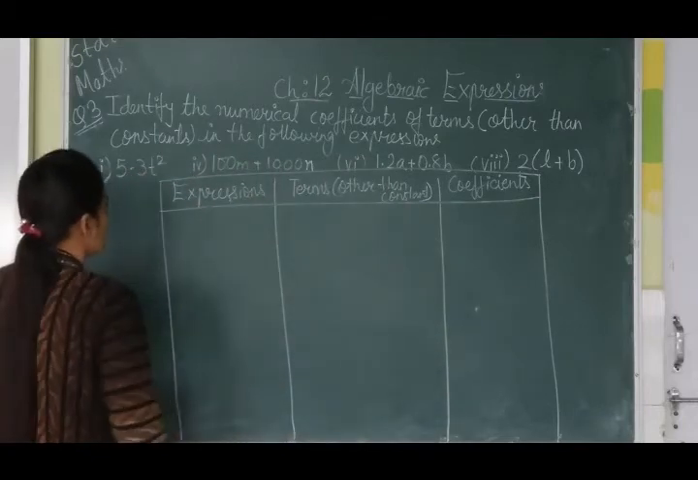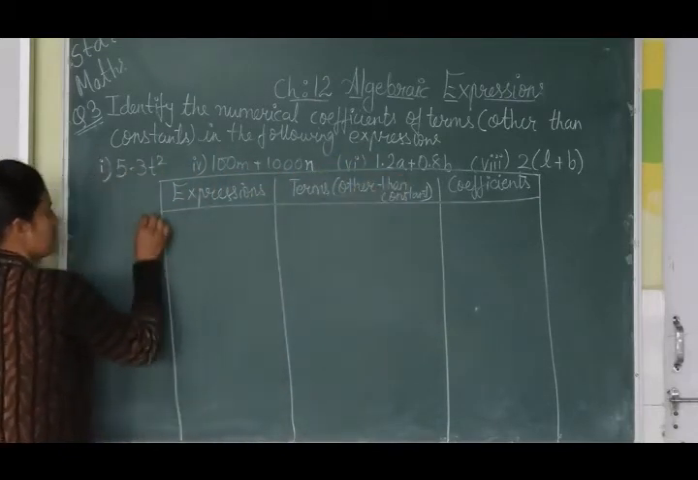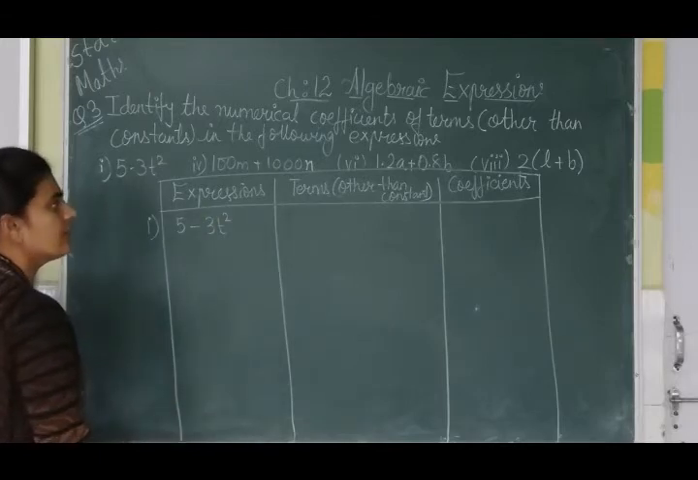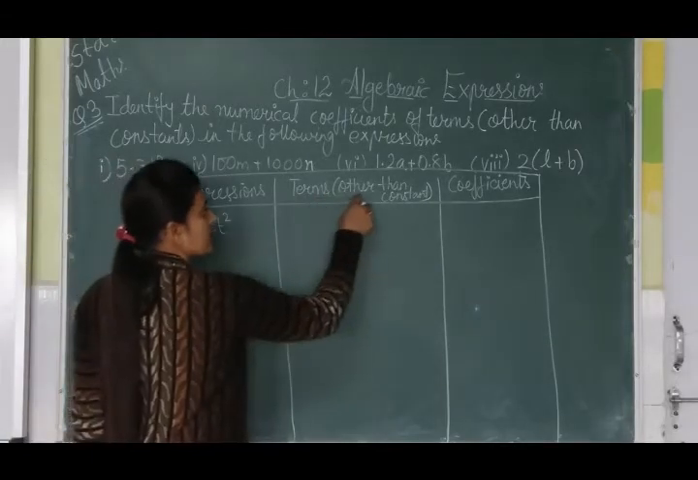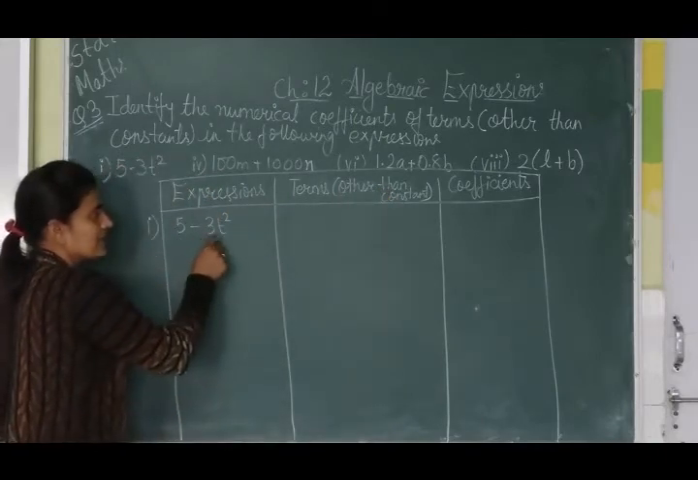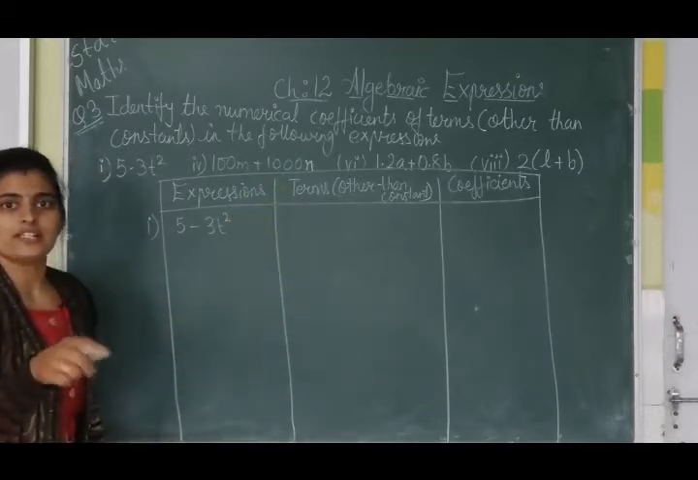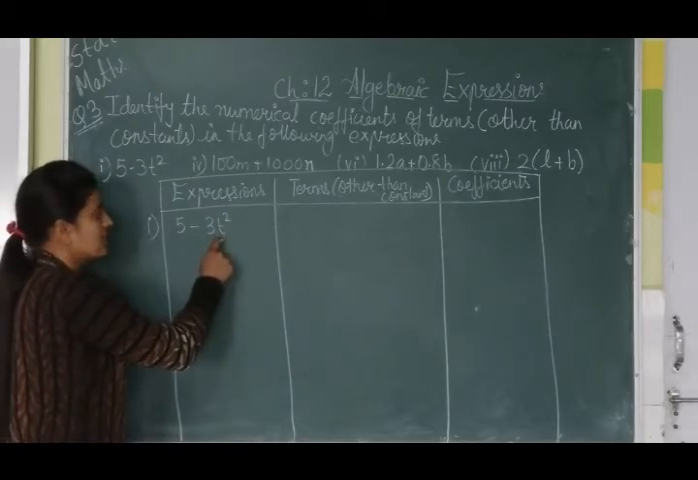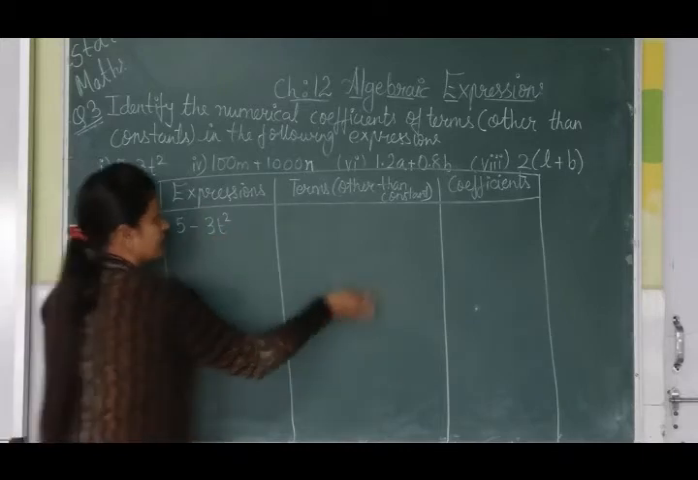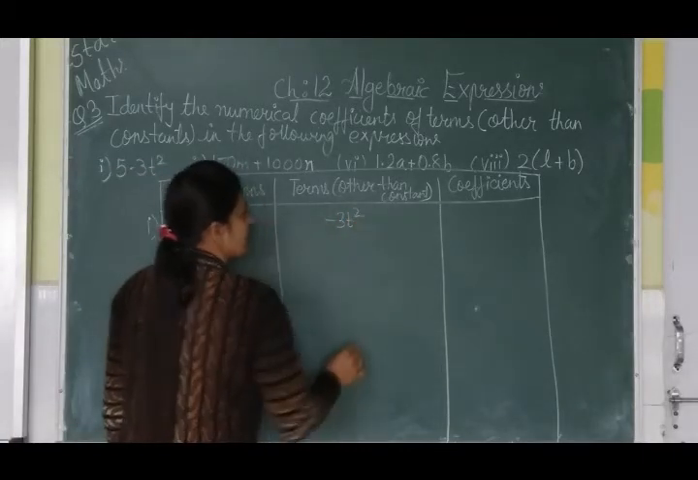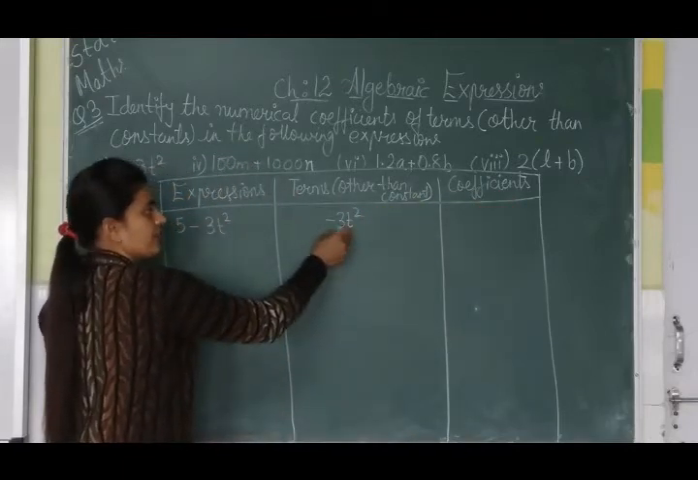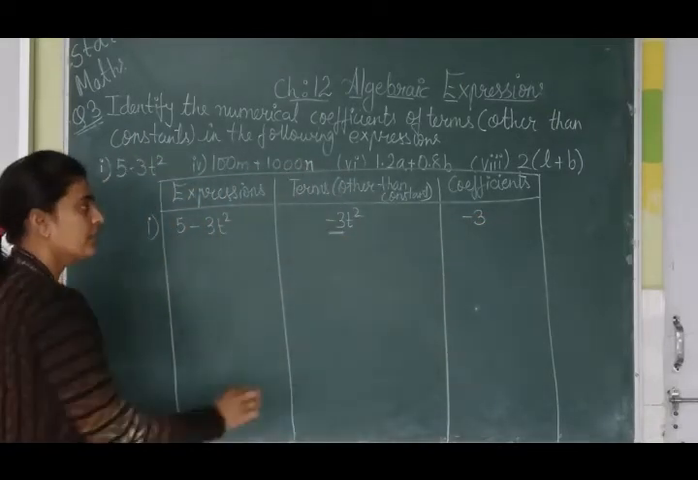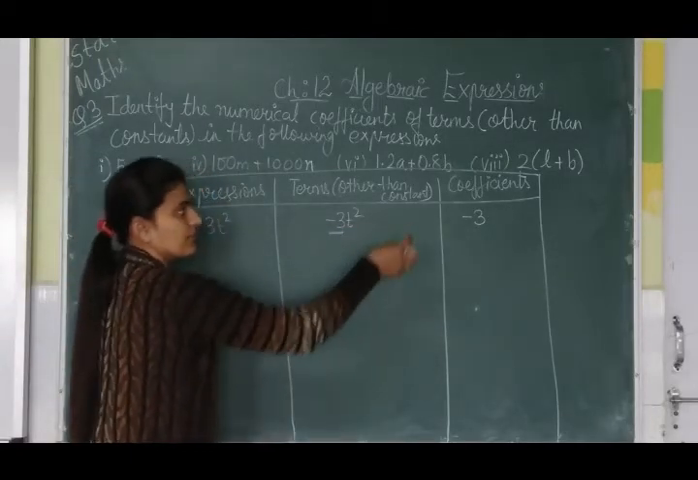In the first column we will write down all the expressions. First, 5 minus 3 t square. Now for the first, we will find the terms other than constant. Two terms are there, 5 and minus 3 t square. Other than constant means the terms having variables. Here t is the variable, so the term with t is minus 3 t square. Now we have to find the coefficient. The coefficient will be minus 3. Numerical coefficient means we write down only the number with the variable. So we are not writing minus 3 t square, we need only the coefficient.